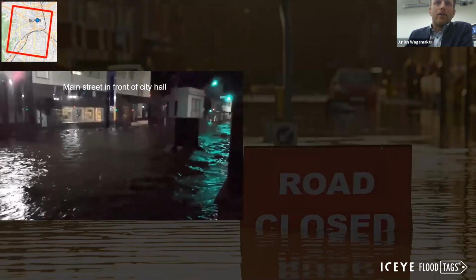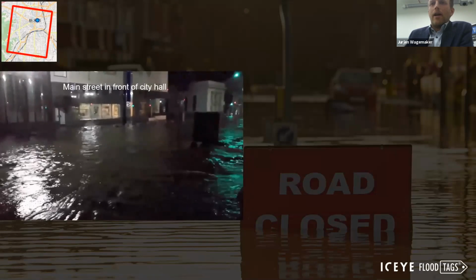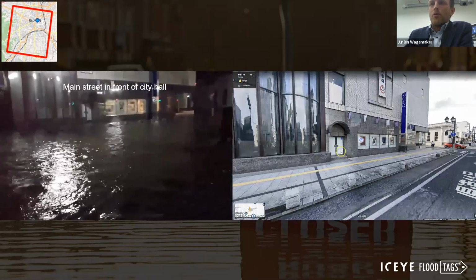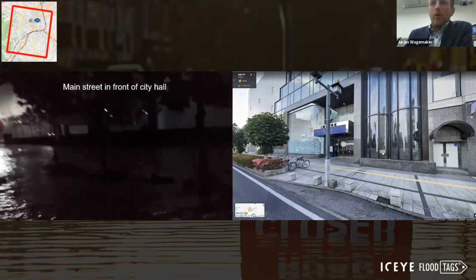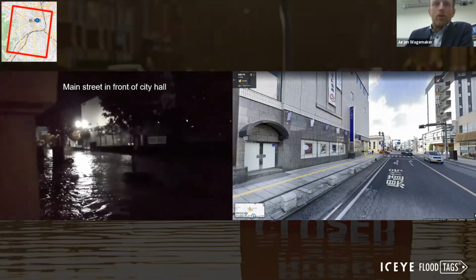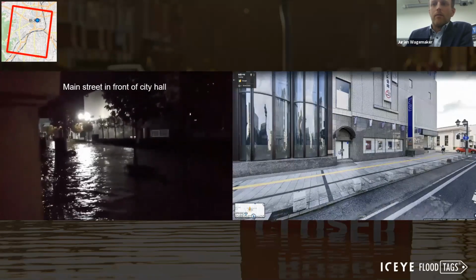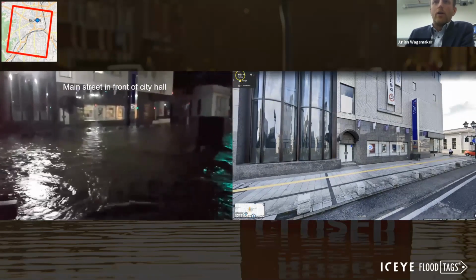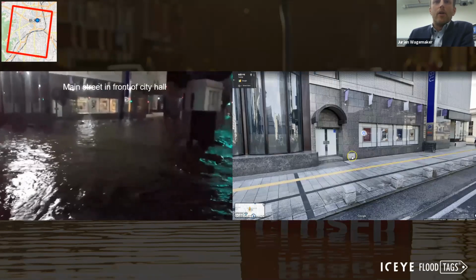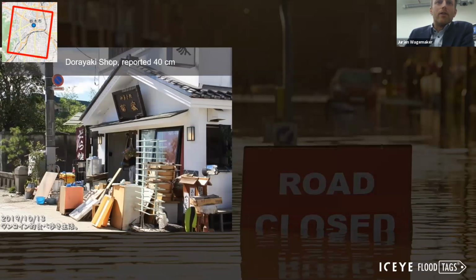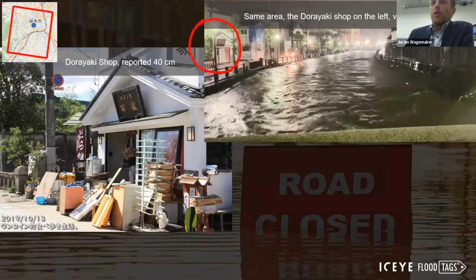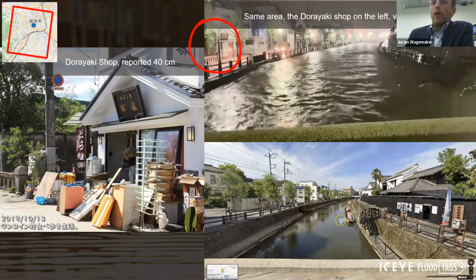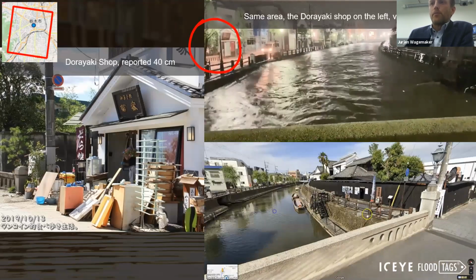This is the main street in front of the city hall. We looked it up on Google Street View. It wasn't difficult to find. And here you can see a very well pinpointed location where you can have a water depth. We did the same thing for the Dorayaki shop, where there was a report of flood. We found this image on the web, and we found it also on Google Street View.